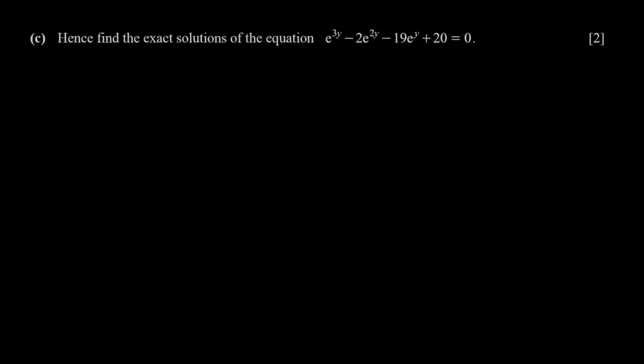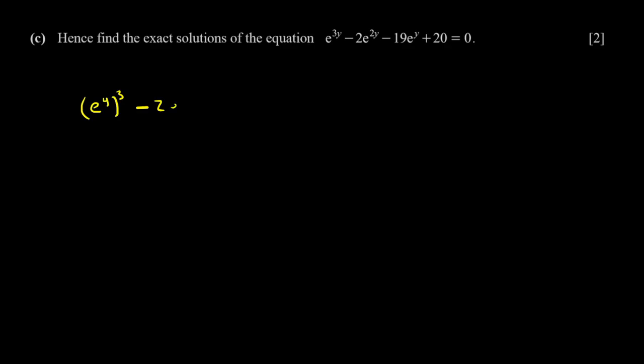Okay, then last part of this question is part C. We want to find the exact solution to this particular equation. Well, you want to notice that really this equation is closely related to the one that was above it. I'm just going to try to illustrate that. I'm going to rewrite this as e to the y to the power of 3, right? So instead of e to the power of 3y, I've split that up into e to the y to the power of 3. I'm going to do the same thing with this expression.